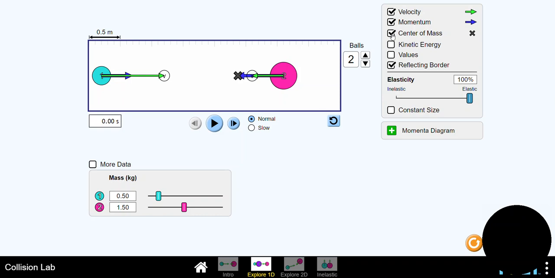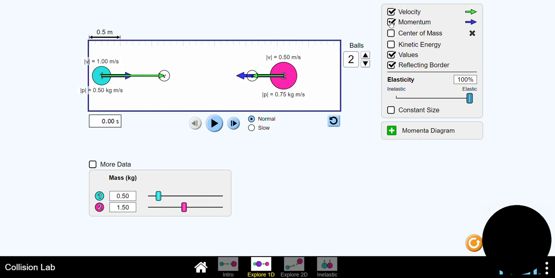You can include the center of mass. You could include there also the kinetic energy. You can just show the values of velocity and linear momentums. You can pick between elastic collision or inelastic collision. In this case, I will show only, as part of the screen, the values of velocity and linear momentum.